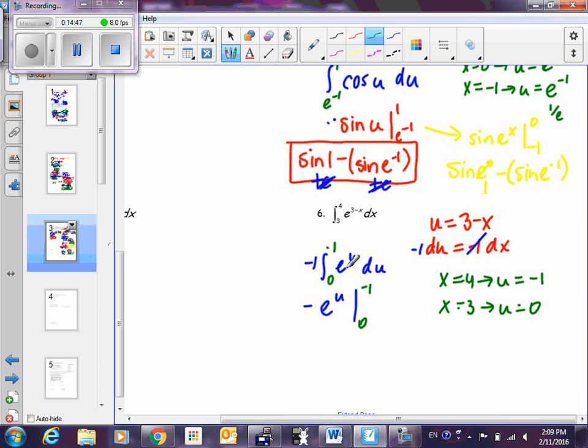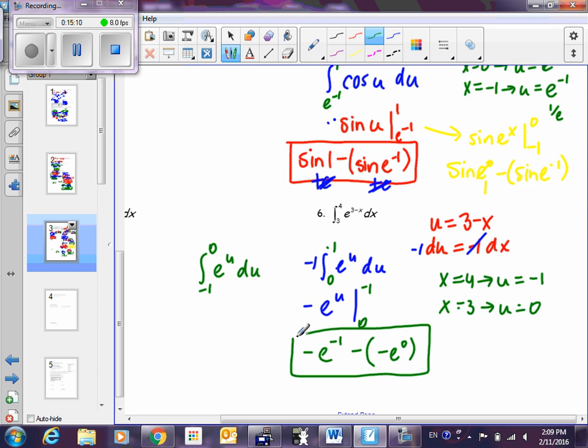A negative, okay? A negative. We could have done that. You could have actually flipped them, and then negative times a negative would become positive. It would be the same. You don't have to do that though. All right, so then we'd plug in the upper bound, minus, and we'd plug in the lower bound. That's it. That's your answer. It's ugly, but it's our answer.